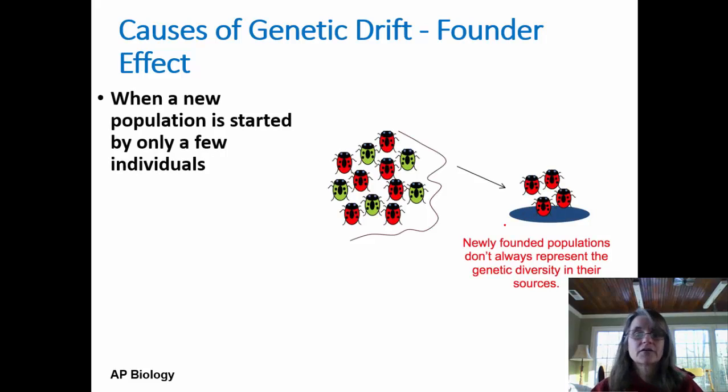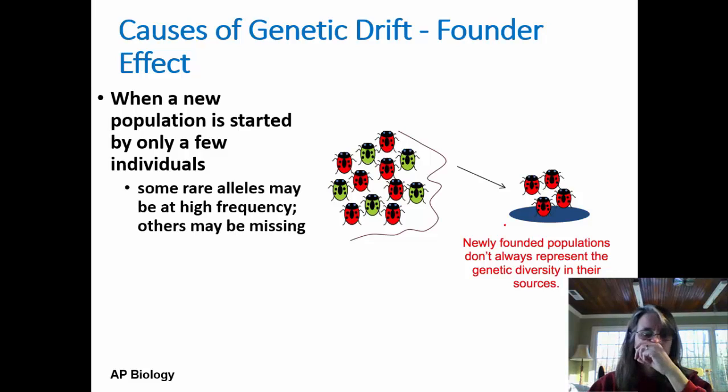Another cause of genetic drift is something called founder effect, and that is similar, but it's not because a population gets wiped out except for a few. It's that a few get to colonize a new area. So a new population is started by only a few individuals from an originally larger population.